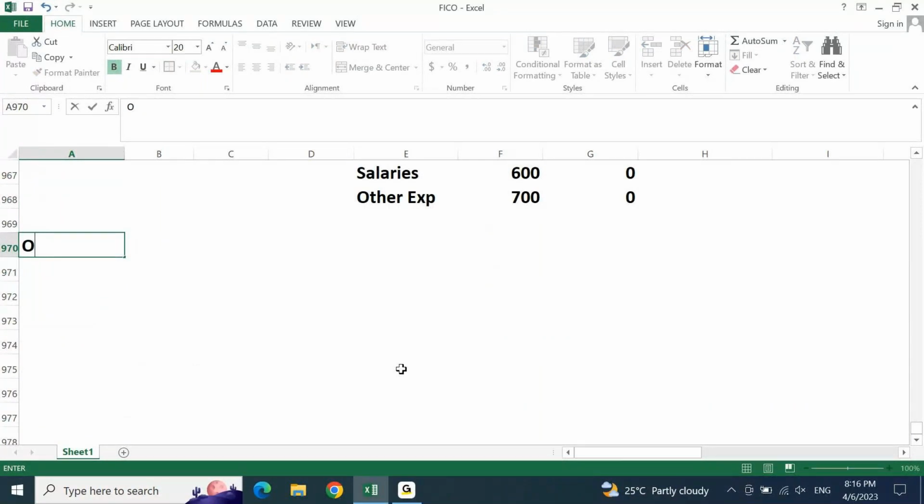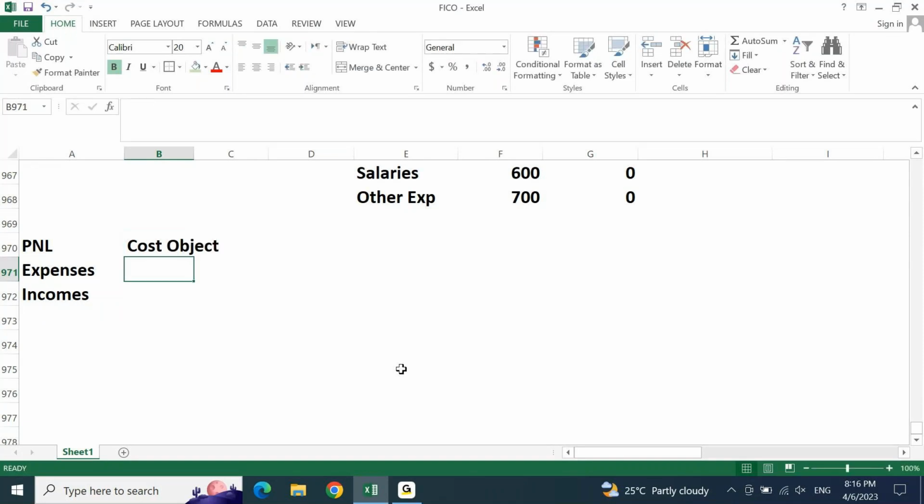Your P&L will have expenses and then incomes. Now there is something called cost object. There is something called what? Cost object. Now to identify whether you need a cost object or you do not need a cost object, you have to first identify what are the cost elements.